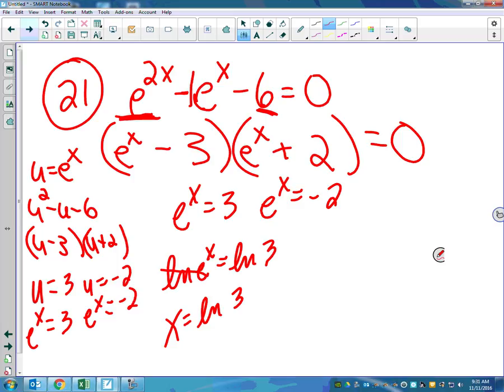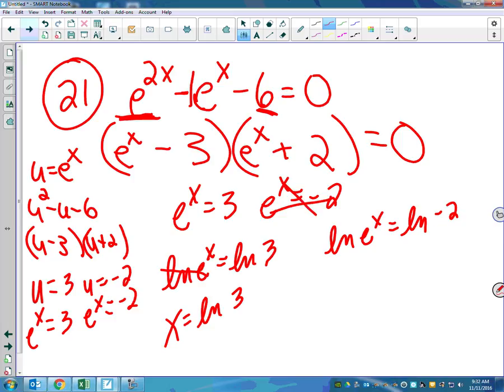What about this one? Is that going to work? Can you take the ln of a negative number? No, I meant ln of 2. Negative ln of 2. But you can't pull the negative in front. You can only do that if it was up in the exponent, right? Or think of this: is e to the x ever equal to a negative number? No. So this does not have an answer.